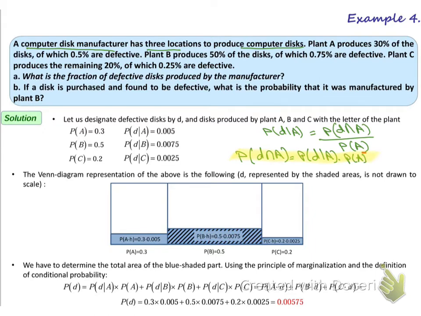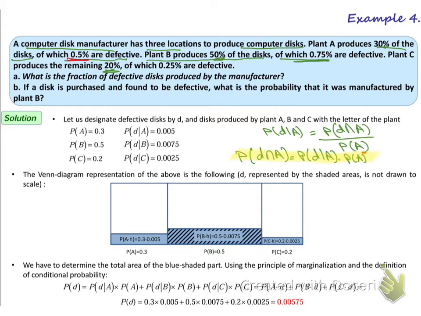So plant A produces 30% of the disks, out of which 0.5% are defective. Plant B produces 50% of the disks, out of which 0.75% are defective. Plant C produces the remaining: 30% plus 50% is 80%, plus 20% is 100%, okay? This remaining 20%, out of which 0.25% are defective. So the question here will be, what is this 0.5%?